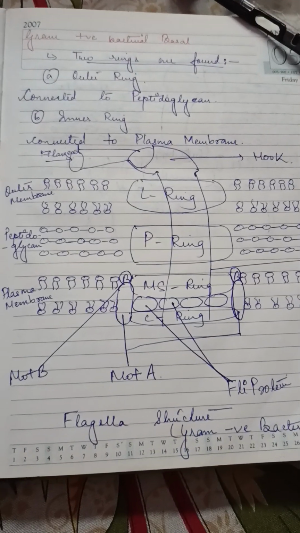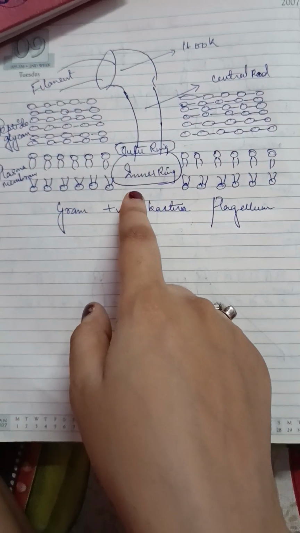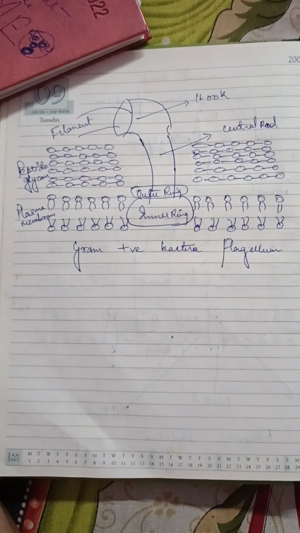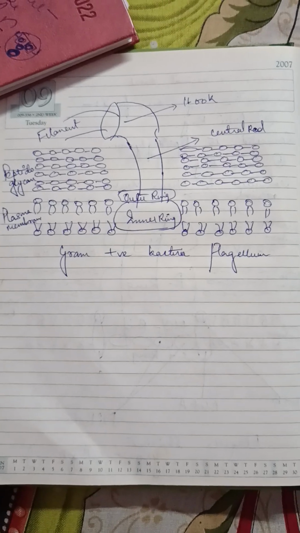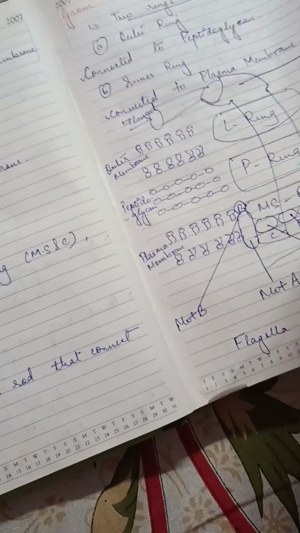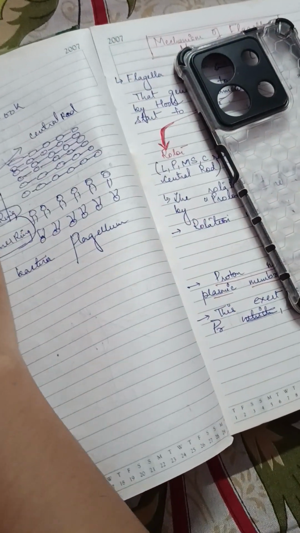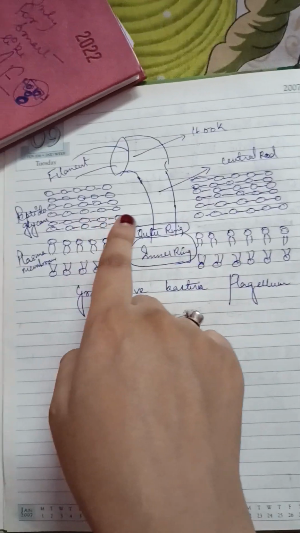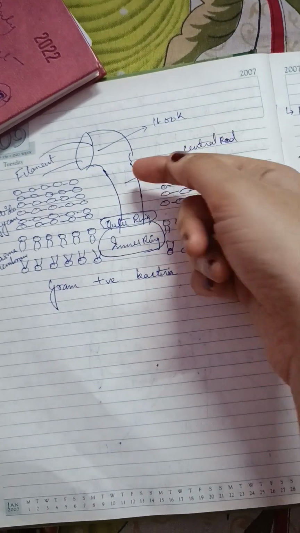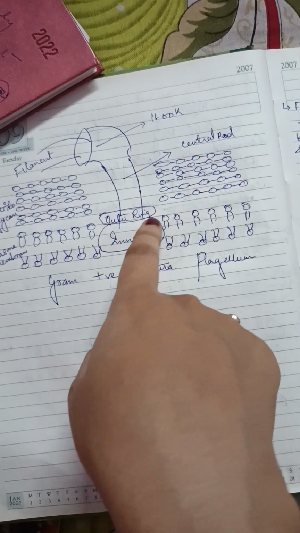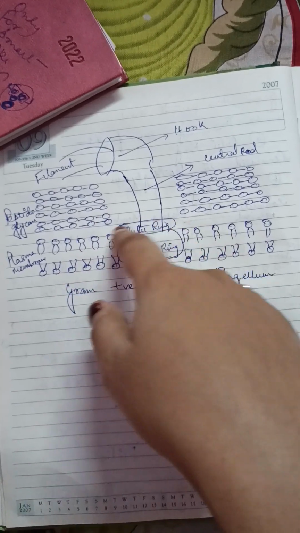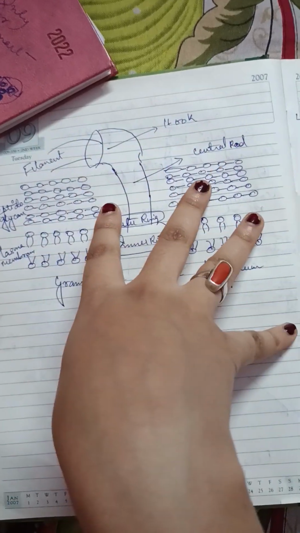Okay, next let's see gram-positive bacteria, where only peptidoglycan and plasma membrane are present, unlike the outer membrane, peptidoglycan and plasma membrane here. So we have the filament, the hook, this is the central rod, the outer ring is over here in the peptidoglycan, and the inner ring is in the plasma membrane. This is the gram-positive bacteria.